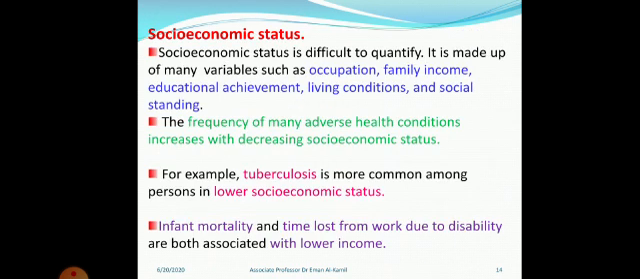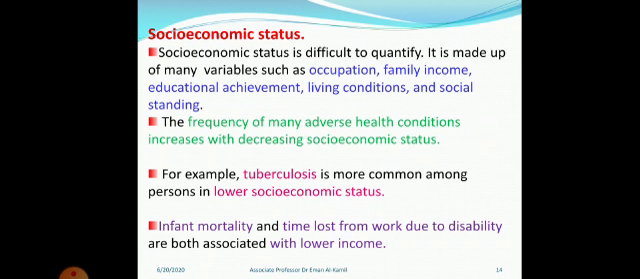Socioeconomic status. The classification of people according to socioeconomic condition, whether they have high, medium, or low socioeconomic status, is variable among different societies, and it is difficult to categorize people because there are many interrelated factors in the classification of socioeconomic status. Some people rely on occupation or family income or educational achievement, living condition, and social standing, and some take all these together to classify people into different socioeconomic statuses.